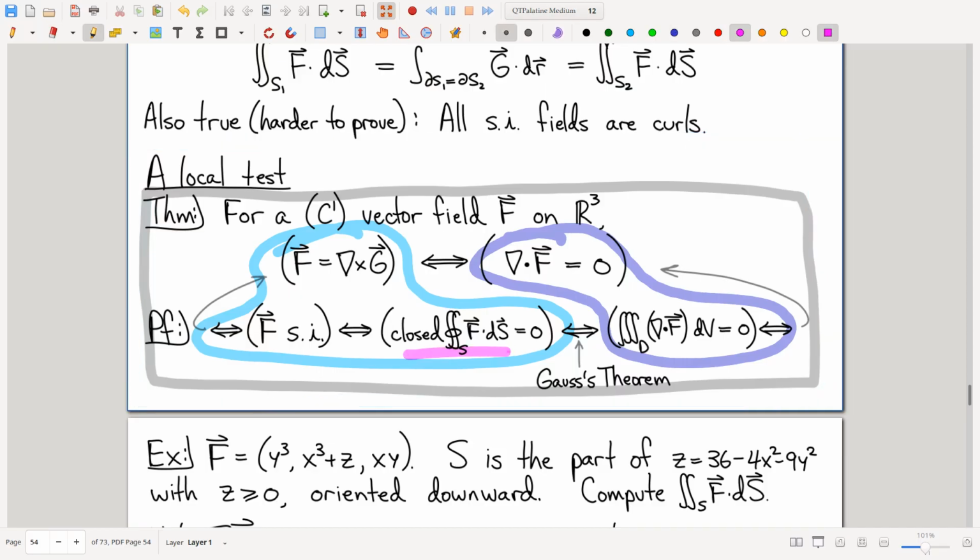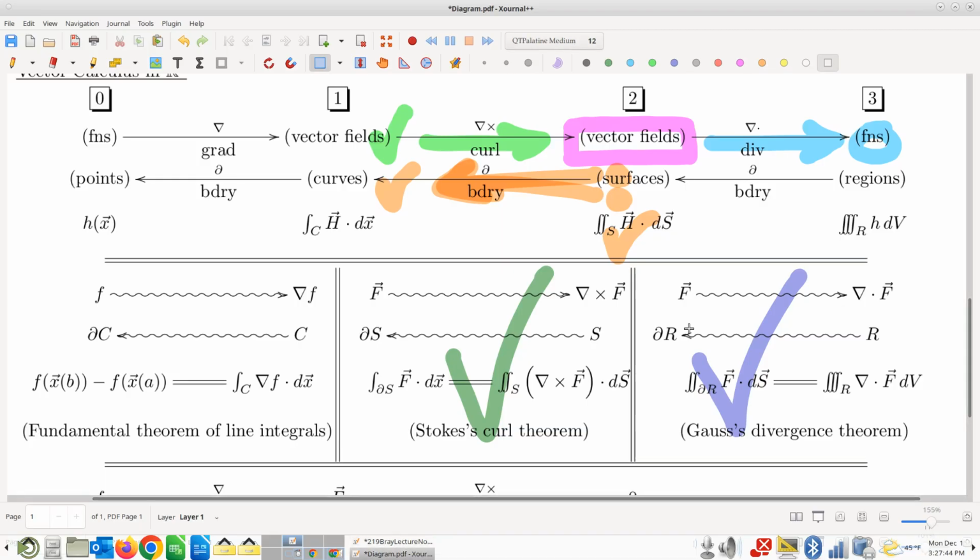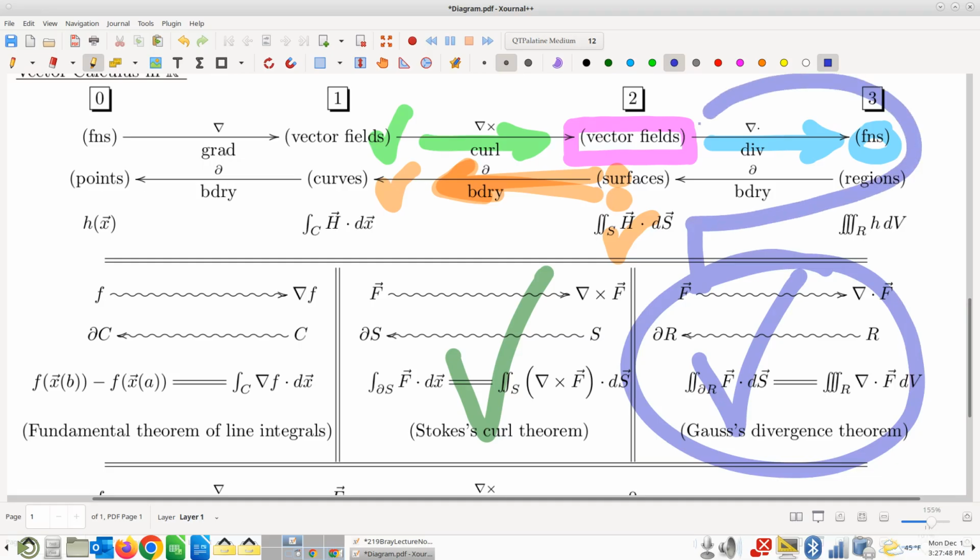So if you believe that, then notice the thing that connects these is indeed Gauss's divergence theorem. So the thing that allows us to show that divergence equaling zero proves surface independence, Gauss's theorem is the trick. Again, exactly as predicted. Gauss's divergence theorem is what allows us to see that divergence equals zero is that local test.